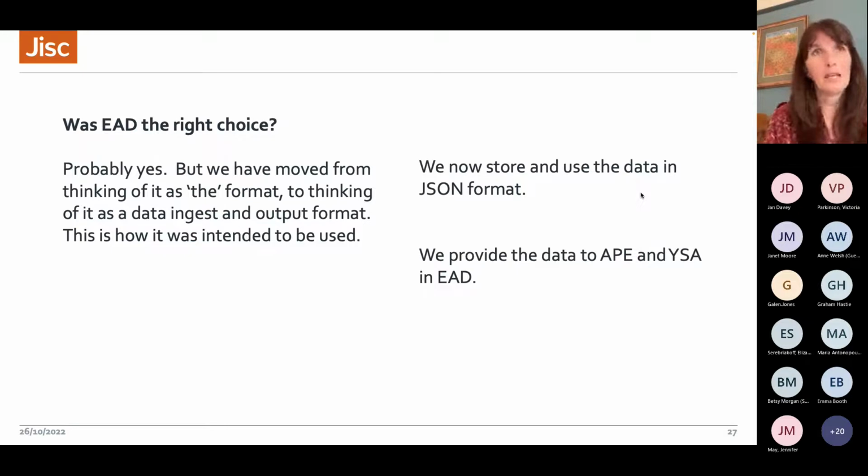So I've just written a little bit here, was EAD the right choice, which I think is an interesting question. And I think it was. When we started the Archives Hub, we said, right, Encoded Archival Description, we'll use this very new XML format for archival descriptions. But as I said, it's not the be all and end all. It's a way to take data in and it's a way to send data out.